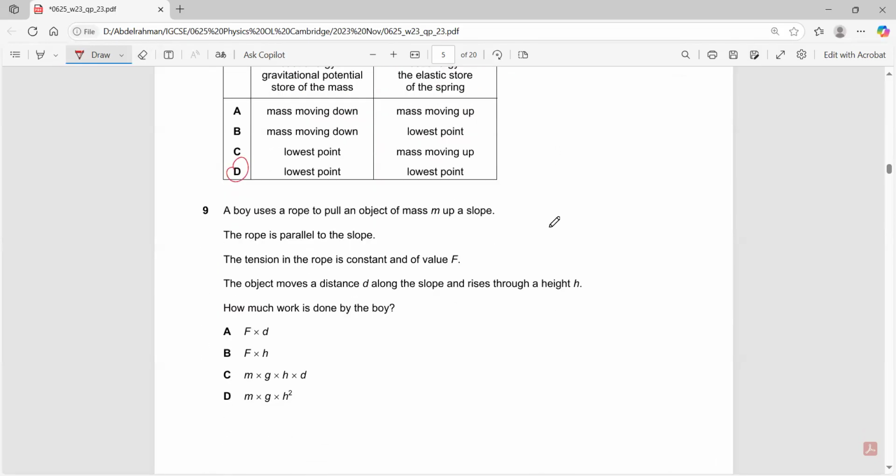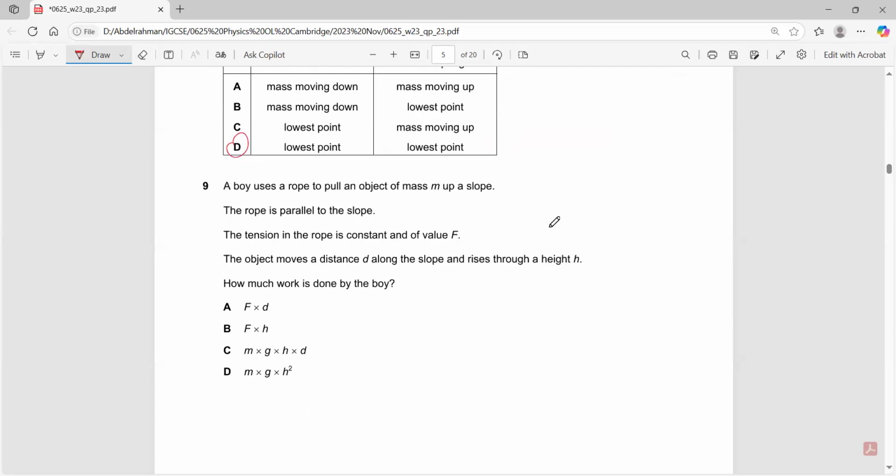A boy uses a rope to pull an object of mass m up a slope. The rope is parallel to the slope. The tension in the rope has a force, a value of F. This is the force, the tension in the rope. The object moves a distance d along the slope and rises through a height h. How much work is done by the boy?